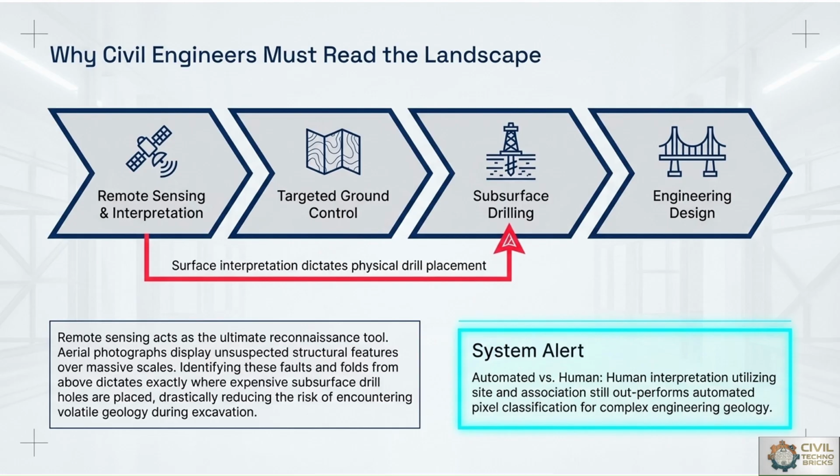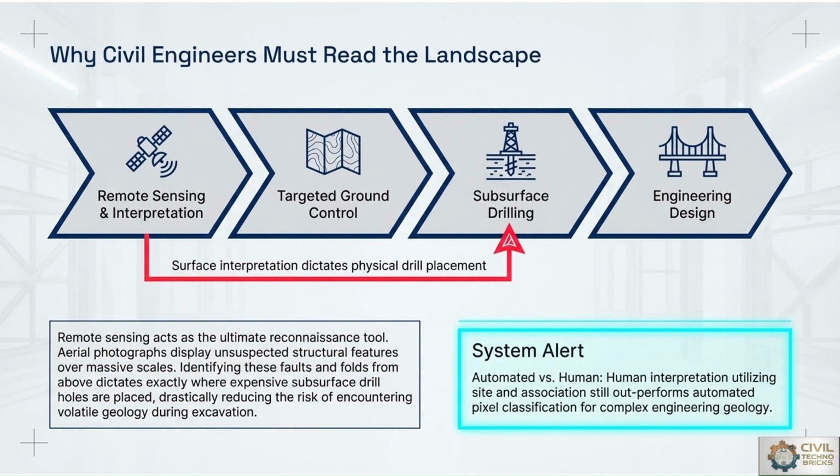So what are the elements of visual image interpretation we have studied? They are based on tone, shape, size, texture, pattern, shadow, and so on. Here, remote sensing acts as the ultimate reconnaissance tool, where aerial photographs display unsuspected structural features over massive scales. We have to identify these faults and folds, geotechnical and geological components from above, which dictates exactly where expensive subsurface drilling holes are placed, drastically reducing the risk of encountering volatile geology during excavation.